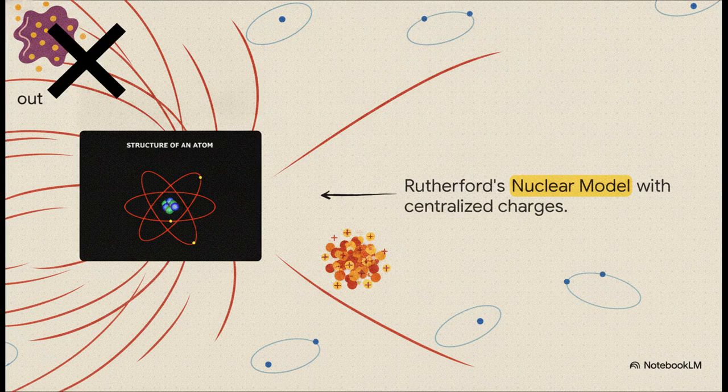Enter Ernest Rutherford. His famous gold foil experiment forced yet another massive update. So Rutherford shoots these tiny alpha particles at an incredibly thin sheet of gold foil. He fully expected the particles to just pass right through Thomson's soft positive cookie dough. But instead, well, almost all did go through, but some particles ricocheted violently backward.